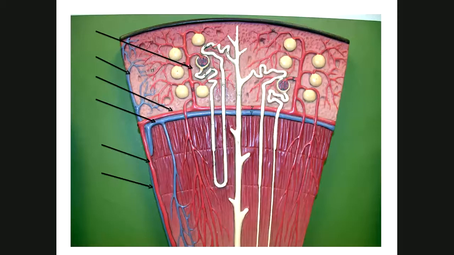So if we blow this up, it looks like this. And so these blood vessels are going through here. Well, over here is where our column is. And so the blood vessels that go up the column, remember, are interlobar. So there's our interlobar artery. And here's our interlobar vein.